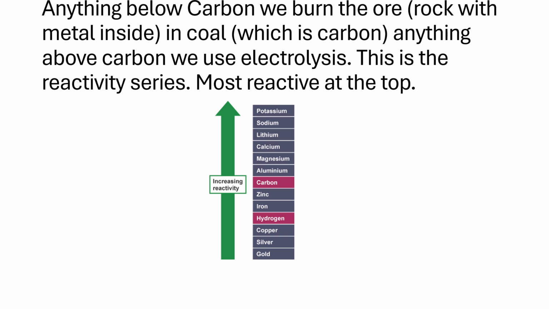Now, if you put potassium in water, it'll explode. If you put gold in water, nothing happens. So as you go down, they become less and less reactive. Near the top, they're very reactive with water and acids. Down the bottom, they do nothing at all.